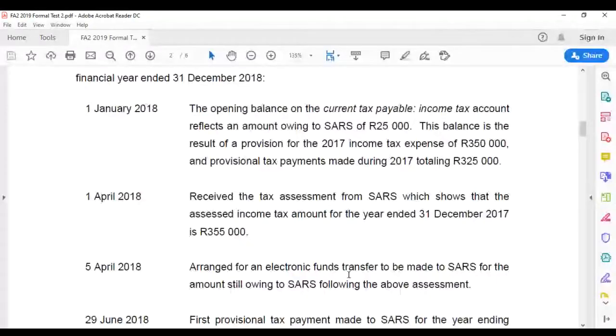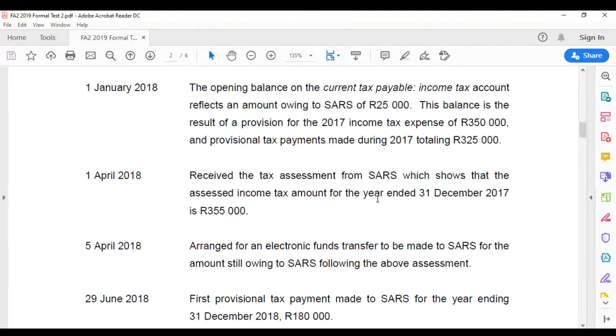How did we provide for it last year? Which account did we debit when we provided for our income tax expense? We debited income tax expense, right? And we credited current tax payable. That's what we said a little bit earlier as well. So now we've got to repeat that. We've got to provide for more, so we've got to do exactly the same. We have to debit again our income tax expense account, and we have to increase our liability.